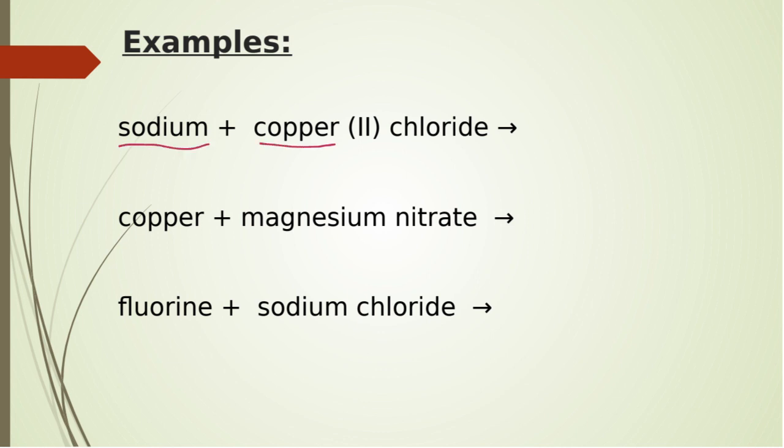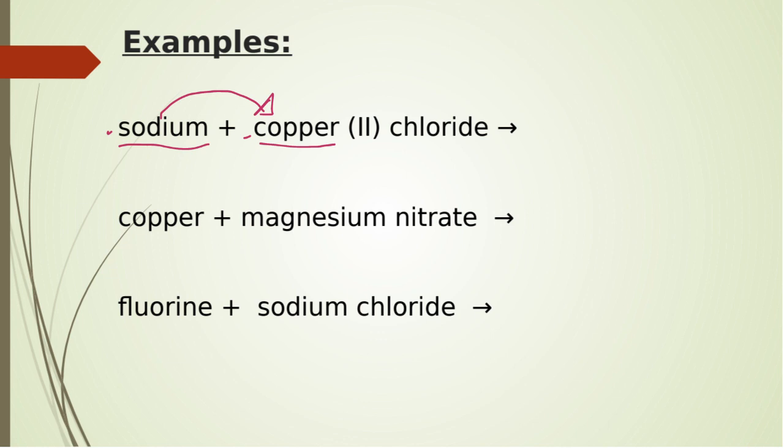And what we want to do is go to the activity series and we want to find sodium on the activity series and we want to find copper. If sodium, who is the single element, is higher in reactivity than copper on that activity series, then we know this reaction will occur. So take a second, find the two elements, and notice their placement. You will notice that sodium is higher than copper on the activity series.